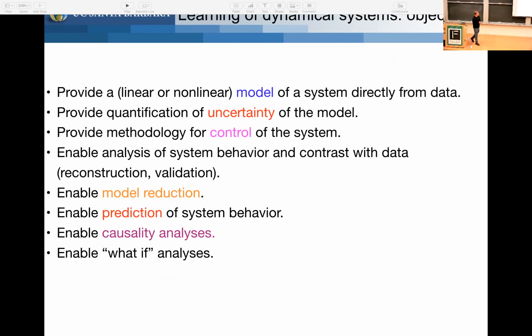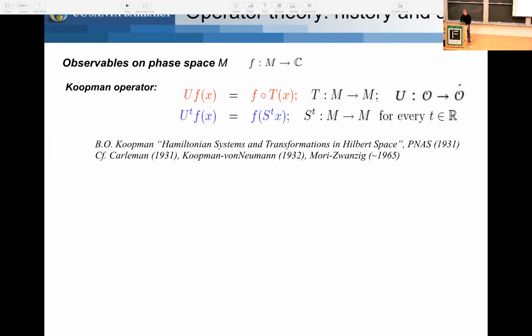These are the kinds of things we'd like to do in learning of dynamical systems: provide a model, provide quantification of uncertainty, then provide a methodology for control, enable analysis, enable model reduction, enable prediction and causality analysis, and what-if analysis, and so on and so forth. All of this can be done in the context of the theory that I will describe. And so let's get into the bones of this, meat or bones, depending on how you look at it.